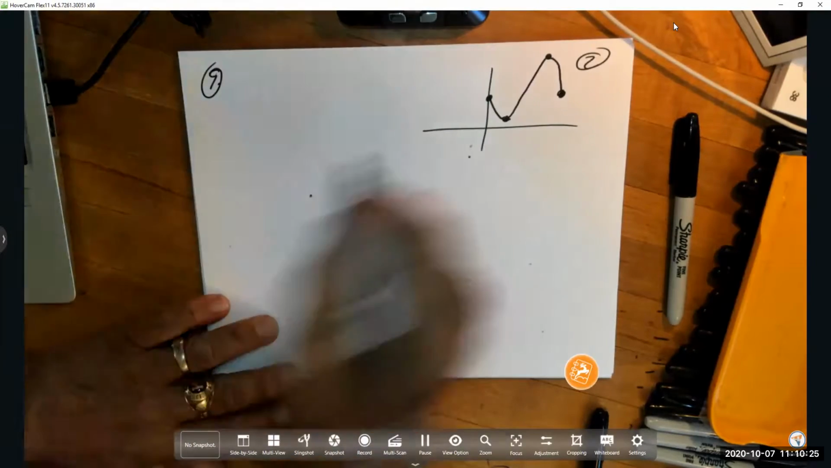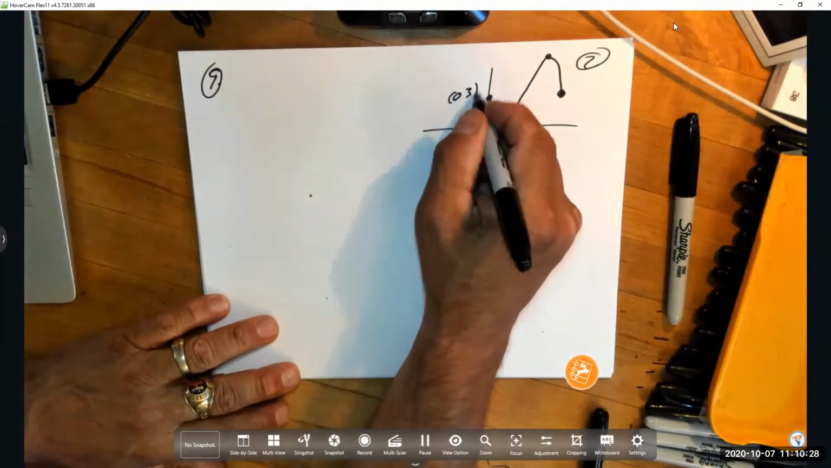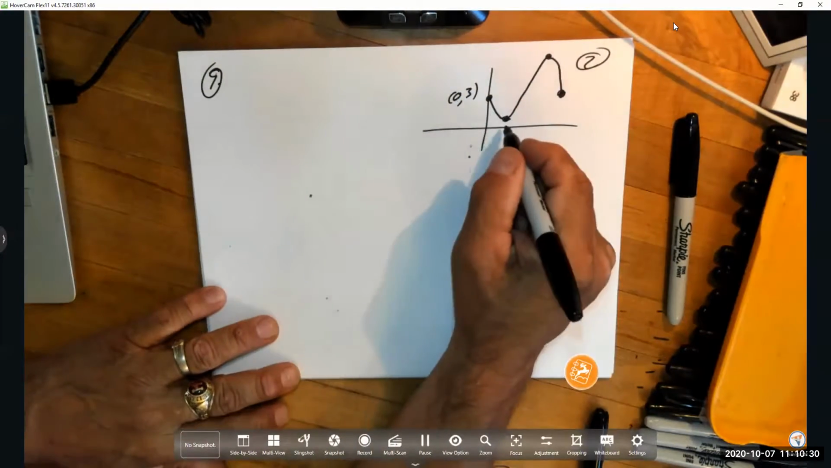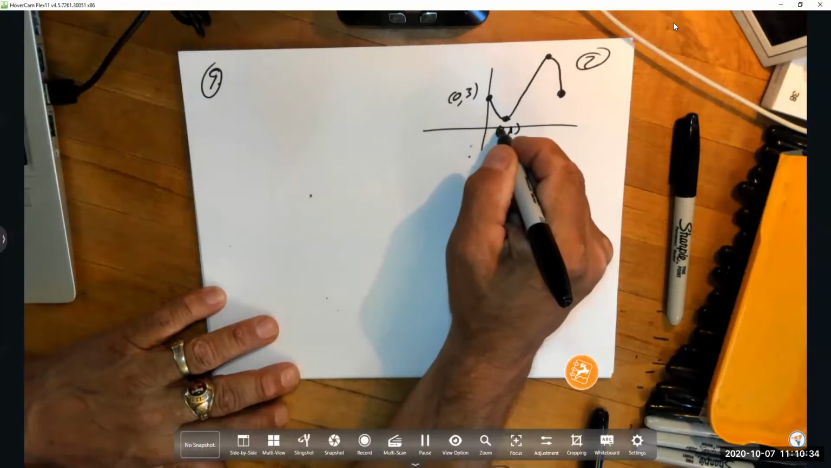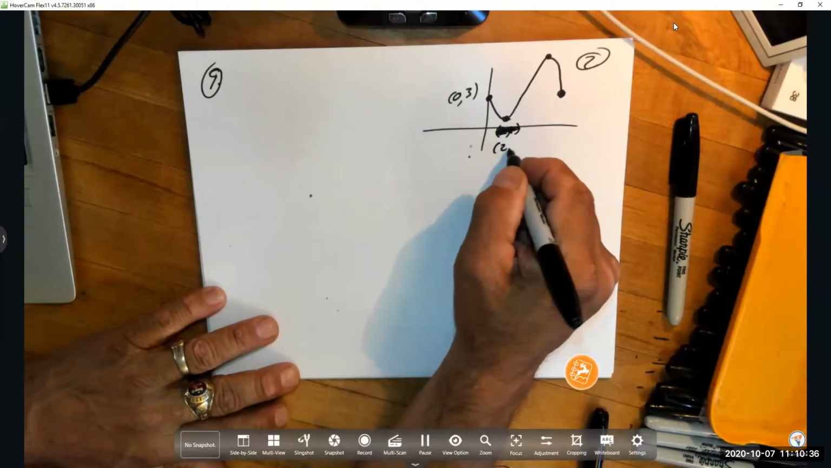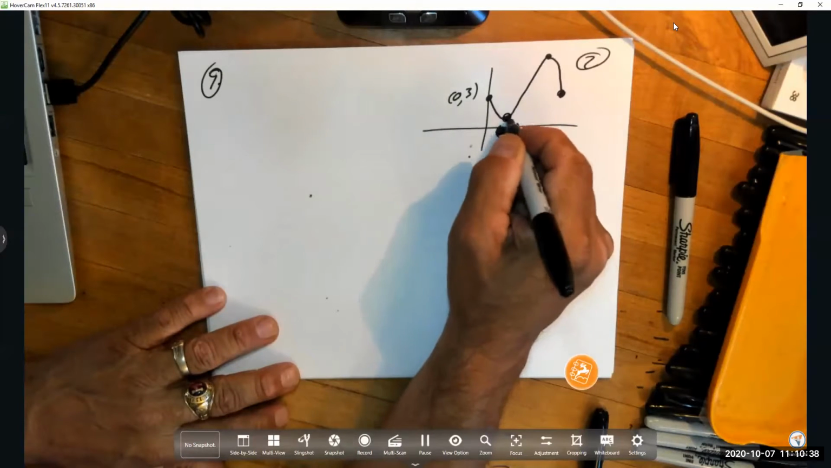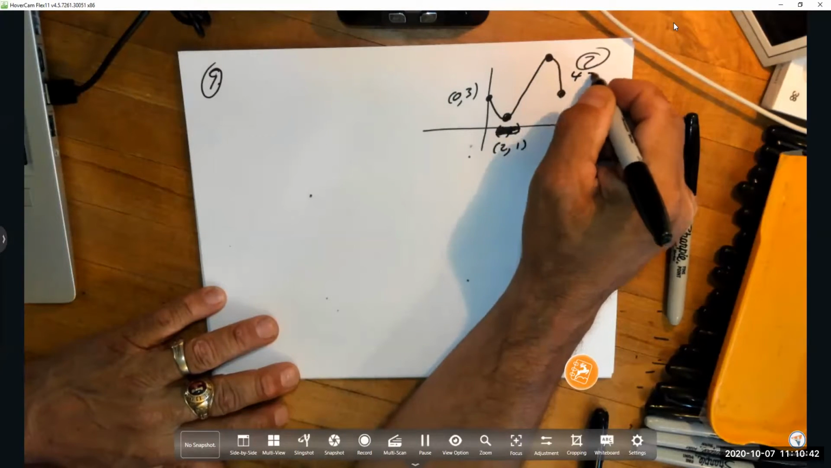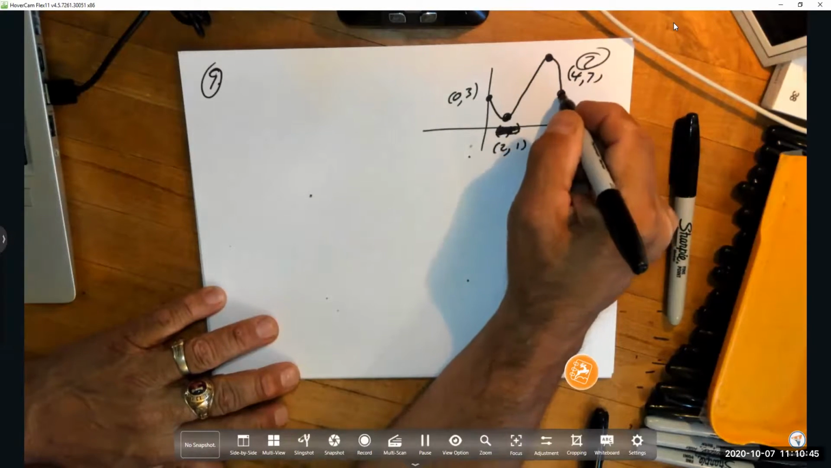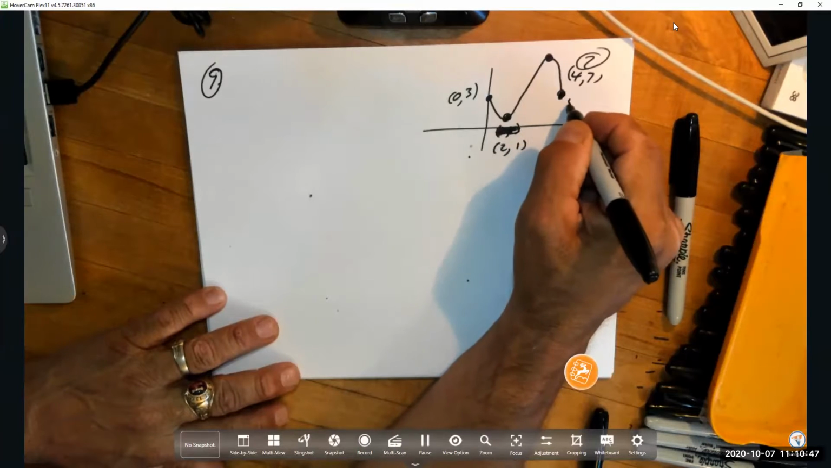And the numbers it hits are (0, 3) is one spot. And this one is (2, 1). Do it again: (2, 1) is this spot right here. And then this one over here is (4, 7). And this one out here is (5, 3).